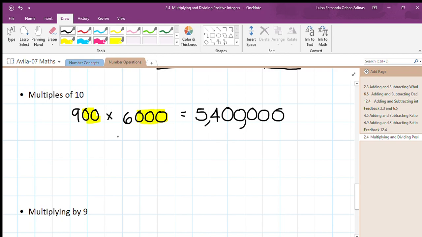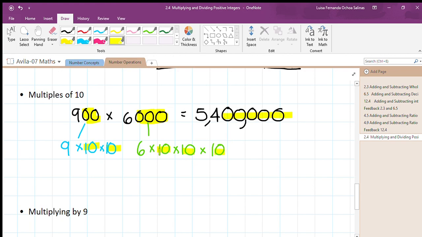Why can we do this? Basically, we can do this because 900, we know that is 9 times 10 times 10. And if we think about what is 6,000, it is 6 times 10 times 10 times 10. Okay, and we know that every time that we're multiplying by 10, we're adding a 0. So how many 10s do I have? 1, 2, 3, 4, 5. That's why I have here 5 zeros.